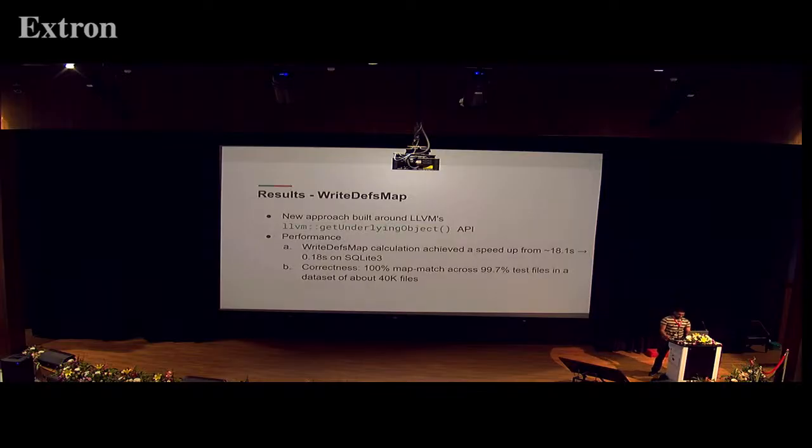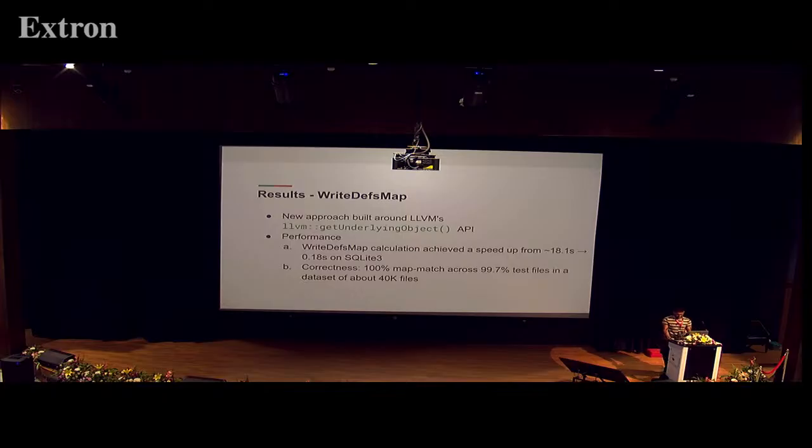Now, the write defs map. Like I said, it's a top-down DFS-like approach in the native source code, and replacing it with the underlying object API causes a massive speedup. We took the SQLite source code. With the original code, it took about 20 seconds to get to the write defs map, but with the new approach, it takes about 0.2 seconds. That improvement is a huge plus that can help the ML community a lot downstream.